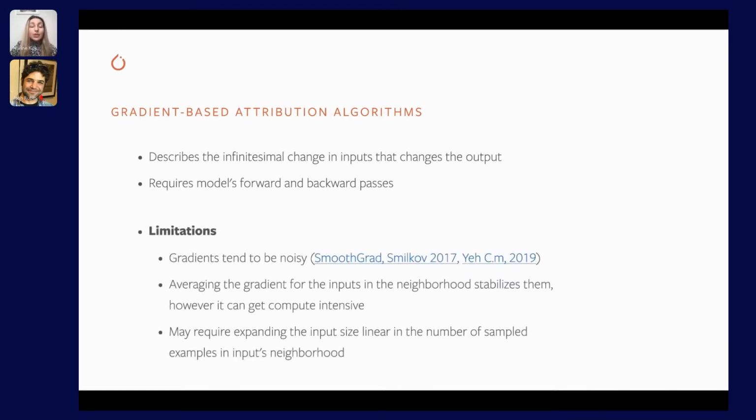So some of the limitations of gradient methods are that the gradients can be noisy. They aren't necessarily faithful to the model output. And in order to reduce that noise, we could sample in the neighborhood of our input X that we want to explain, and then compute the gradients for those inputs and aggregate them. That will help us to stabilize the explanation, but this will be costly because we will have to sample in the neighborhood of our input X.